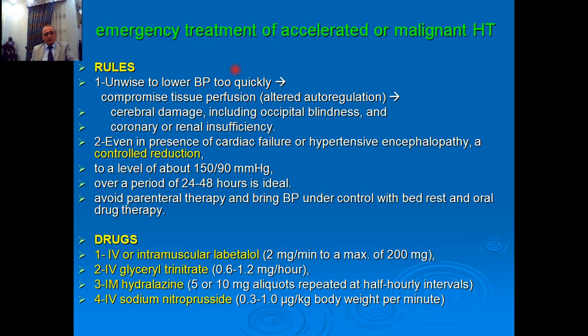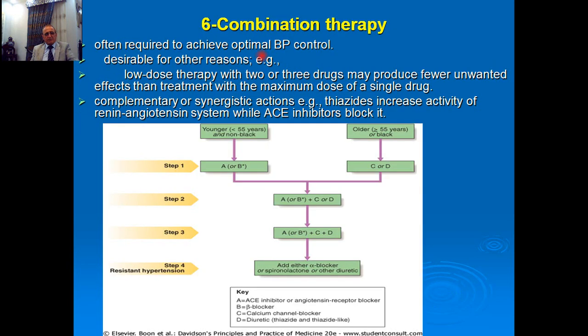Otherwise, there is no point to lower the blood pressure rapidly. Remember the pump and the water. Combination therapy is sometimes advisable. You can go to this algorithm, step 1, step 2, step 3, step 4. If you fail, people above this age, below this age, which drug you choose. The combination therapy actually has fewer unwanted side effects, and some have synergistic effect.